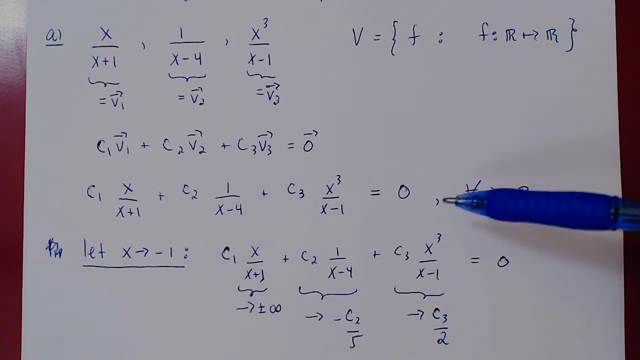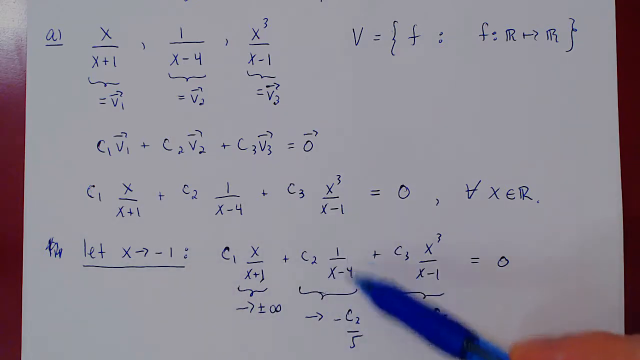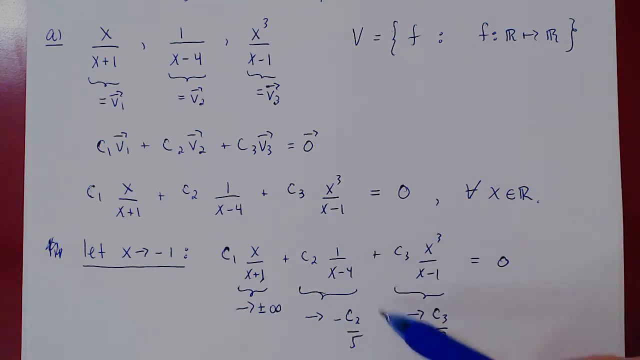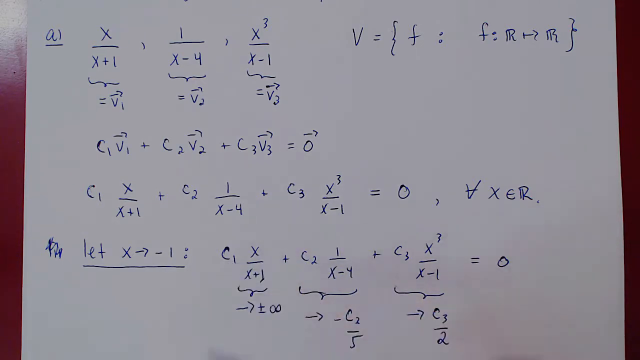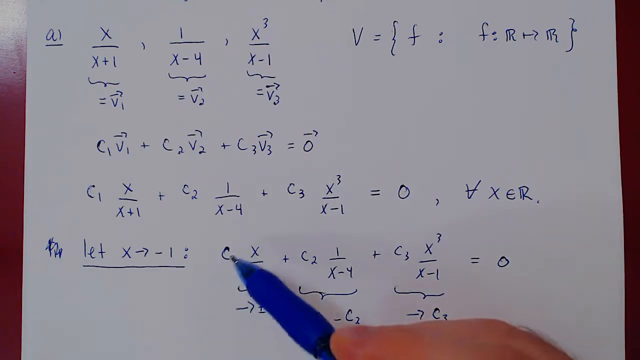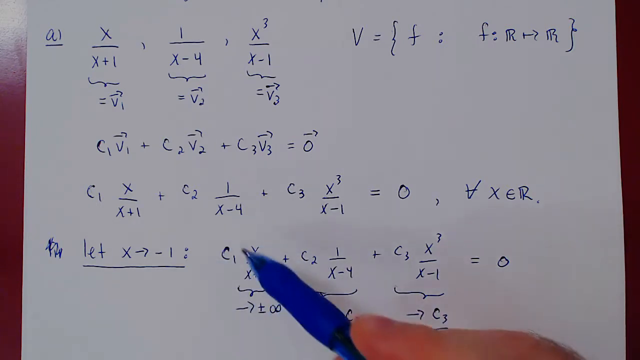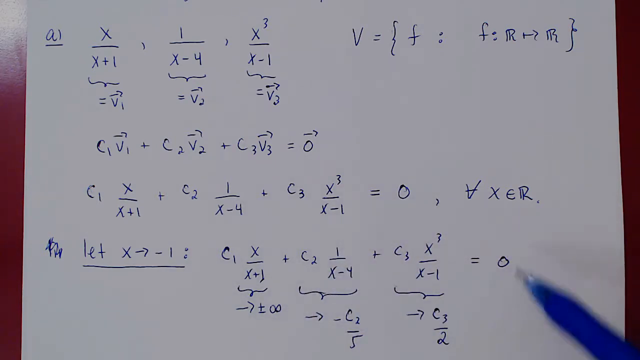Now think about what's going on here. As we're letting x approach negative 1, this term approaches a fixed constant. This term approaches also a fixed constant. So both of these are bounded. They're finite values. But if you think about it this way, what if c1 was not 0? If c1 is not 0, this whole term will approach positive or negative infinity. How can one term be blowing up to positive or negative infinity, the other two being constant, and the result of the sum be 0?